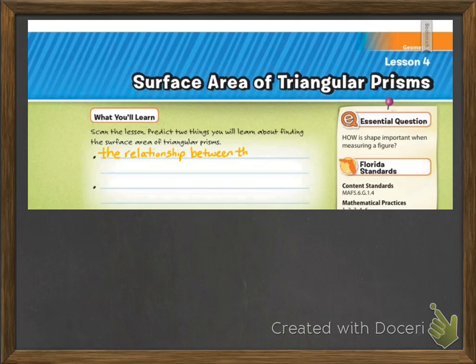So let's talk about the things that we're going to be covering in this next lesson. We're going to be talking about the relationship between the area of the faces of our triangular prism and the surface area of the triangular prism. And the second thing is we're going to be talking about how to use nets to find the surface area.